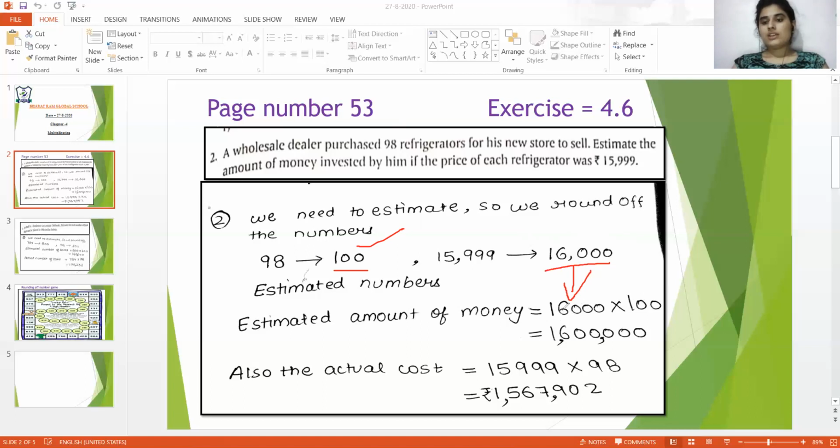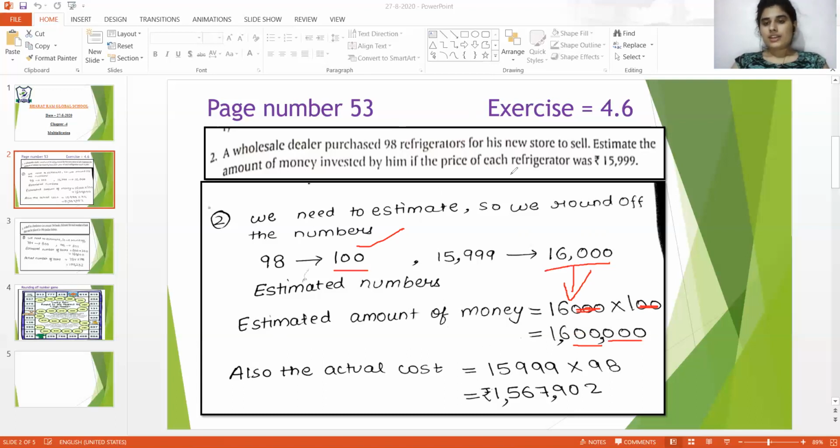Can you see here in 16,000 we have 3 zeros, so cut these 3 zeros and write them in the next line. Now in 100 we have 2 more zeros, so cut again these 2 zeros and write them in the next line like this. Now multiply 16 with 1. 16 into 1 is what? 16. So this is how we get the estimated amount of money.